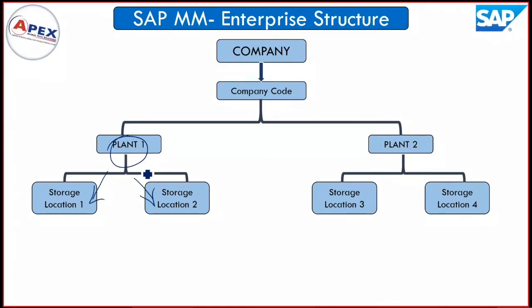We can have multiple plants for one company code. Okay. For one company code, we can have multiple plants. For one plant, we can have multiple storage locations. All of you got it now?